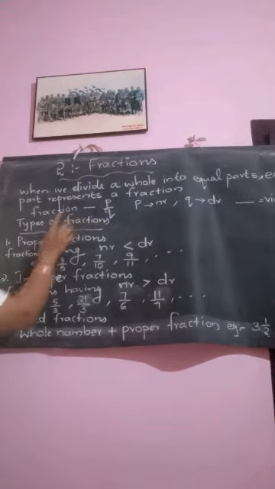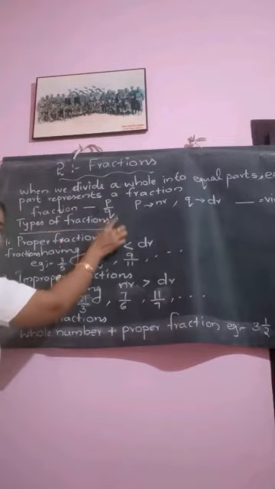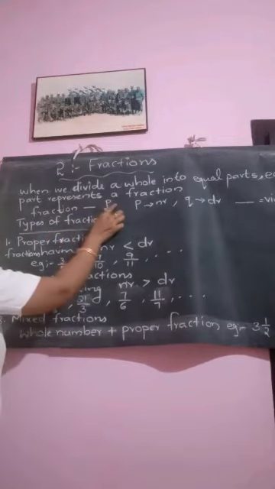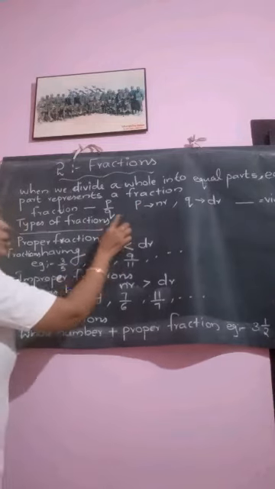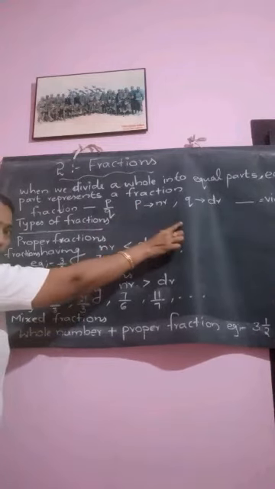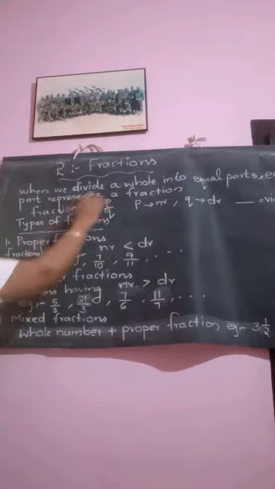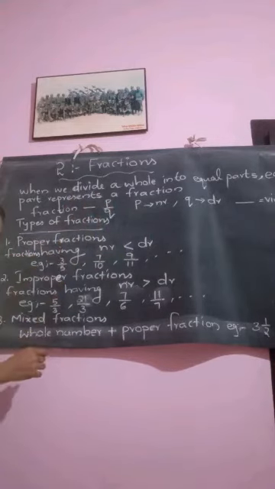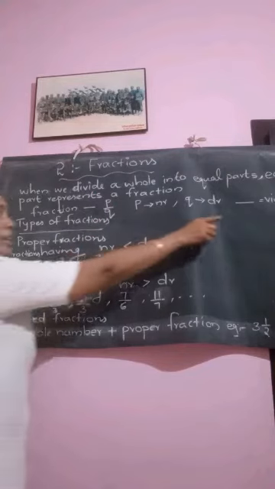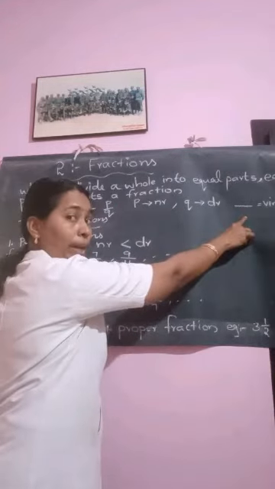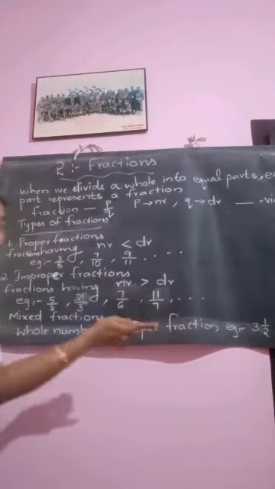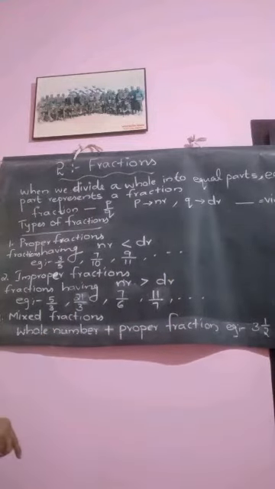Generally, we can write a fraction in P by Q form, where P is called the numerator and Q is called the denominator, and there is a line, a bar, that separates the numerator and denominator, and that is called the vinculum or base bracket, that you studied just last class, isn't it?